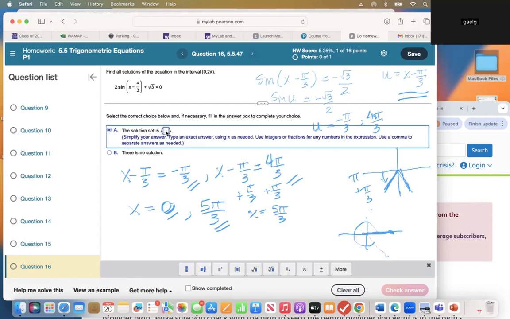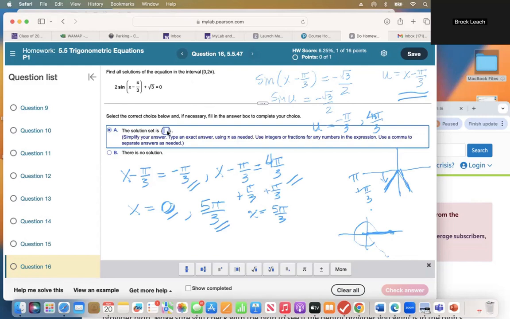Professor, these solutions, is this considered the infinite set or the finite set? They want us to do the finite set in this particular case. Oh, okay, I see. Thank you.